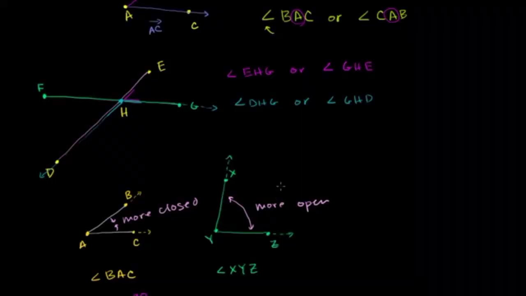Now that we know what an angle is, let's think about how we can measure them. We said, look, this angle XYZ seems more open than angle BAC. So maybe the measure of angle XYZ should be larger than the measure of angle BAC. And that is exactly the way we think about the measures of angles. But what I want to do in this video is come up with an exact way to measure an angle.